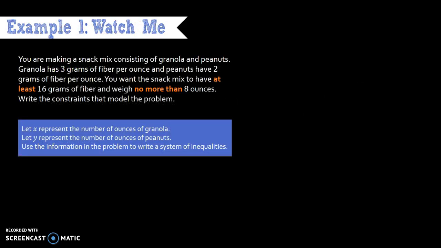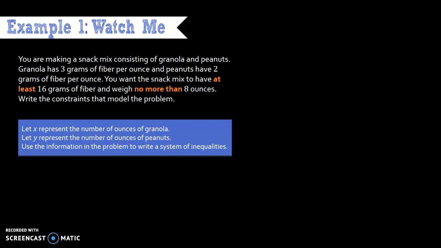You're making a snack mix consisting of granola and peanuts. Granola has 3 grams of fiber per ounce, and peanuts have 2 grams of fiber per ounce. You want your snack mix to have at least 16 grams of fiber and weigh no more than 8 ounces. Write the constraints that model this problem. So again, constraint means the limitations on your variables. You're saying what you can and cannot be.